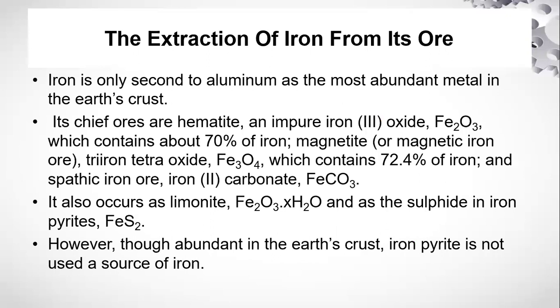Magnetite is triiron tetroxide, which contains about 72.4% iron. There is also siderite, the spathic iron ore, and last but not least iron(II) carbonate, another chief ore for the extraction of iron. Iron also occurs as limonite and as the sulfide in iron pyrites. However, though abundant in the Earth's crust, iron pyrite is not used as a source of iron. So you have to note that also.